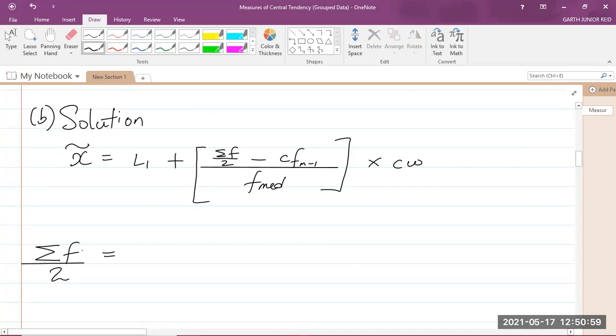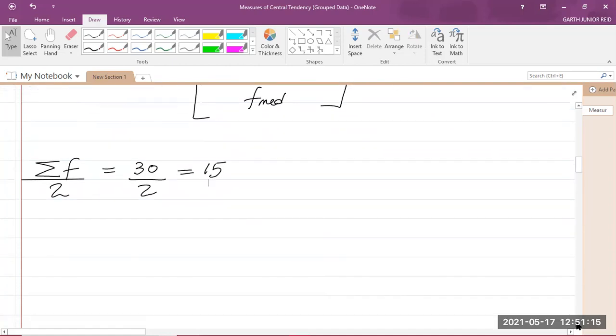And this is equal to, remember the summation of F was 30. That's 30 divided by 2, which we know is 15. All right, that's 15. Good. And let us calculate the class width.